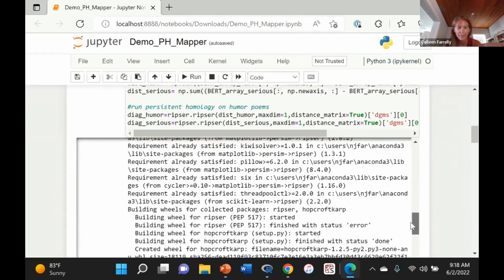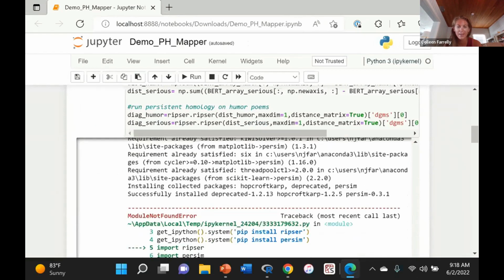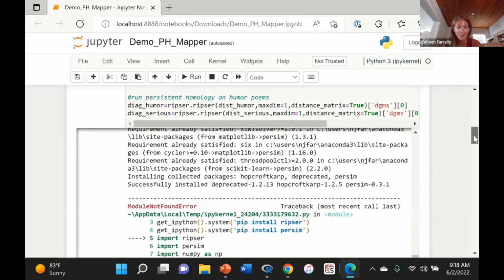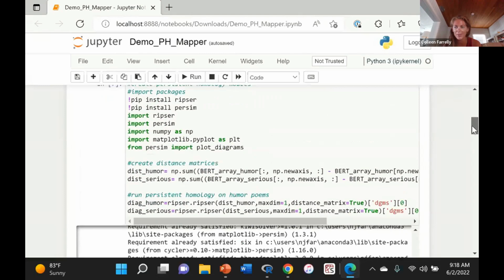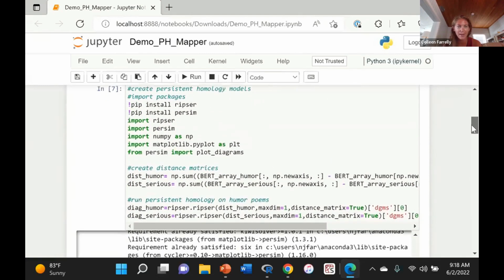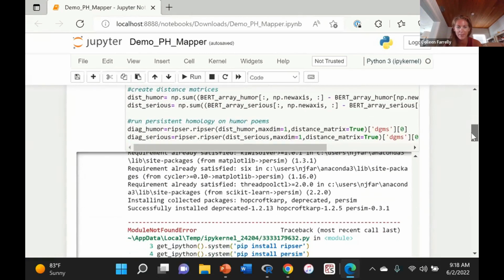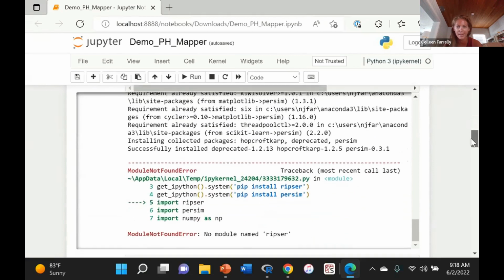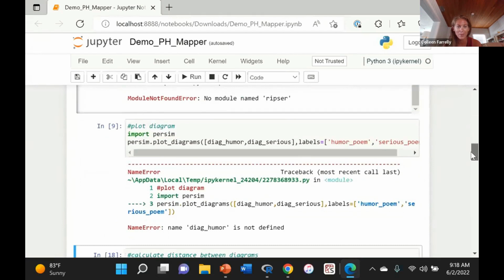Oh, it looks like my computer does not like this. Let's see. I'm sorry about this. This was not able to install on my machine. So I think I'm going to not run the code on here. There's something with the new Windows that doesn't seem to like this module. So I'm sorry about that.